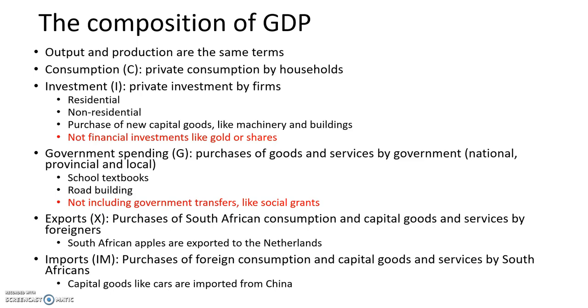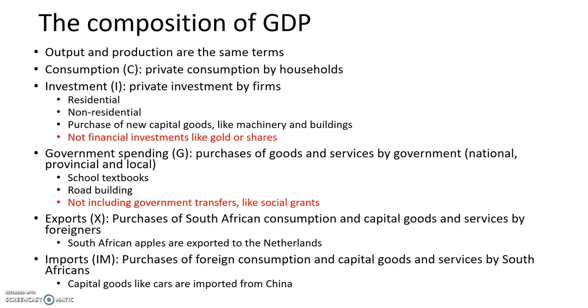Third comes government spending, and it is denoted by the letter G. This represents the purchase of goods and services by government, so that is the national, provincial and local governments. These goods range from supplying school textbooks to building roads. Note that this does not include government transfers like social grants.